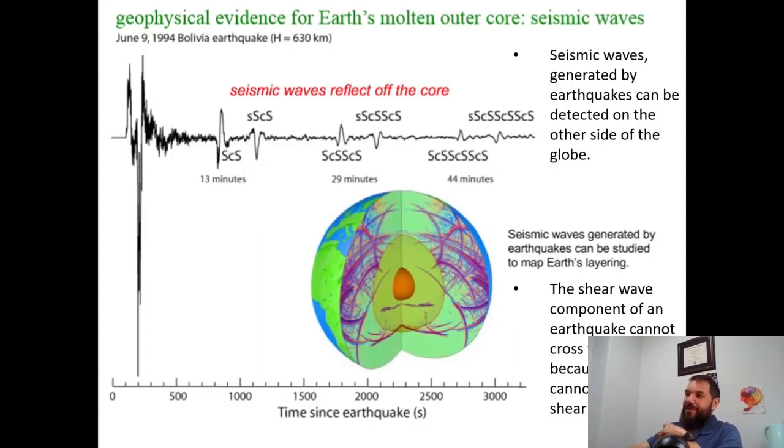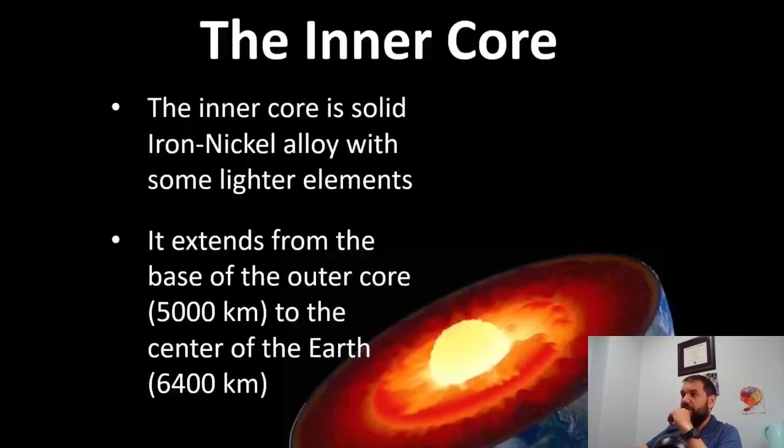So we don't have a sample of our own core, but we do know that it is a liquid and not a solid, because certain seismic waves from earthquakes cannot penetrate liquids. And so we can see that those seismic waves, called S waves, do not penetrate through the outer core. That way we know it is definitely a liquid.